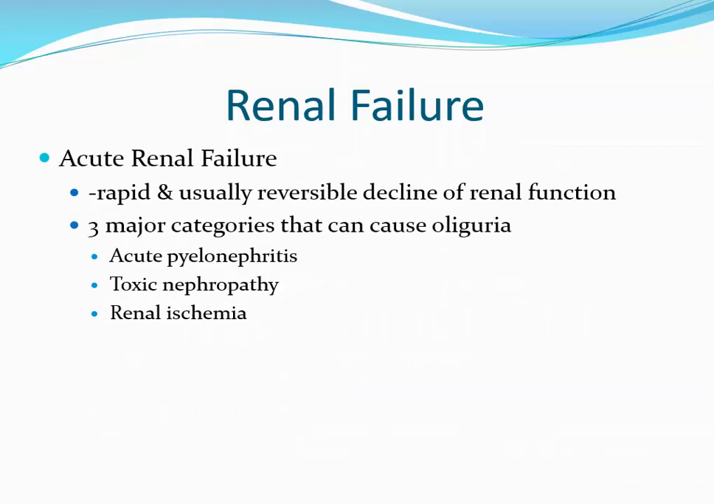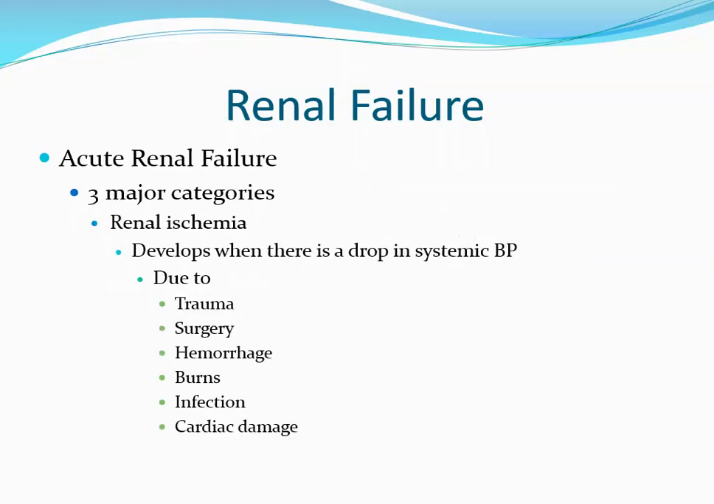Now, the two forms of failure are acute and chronic. Acute renal failure is a rapid and usually reversible decline of renal function. There are three main categories that can cause the oliguria: acute pyelonephritis, toxic nephropathy, or renal ischemia. Renal ischemia develops when there is a decrease in systemic blood pressure. Remember, for example, cardiovascular shock. This could be due to trauma, surgery, hemorrhaging, burns, infection, or cardiac damage.